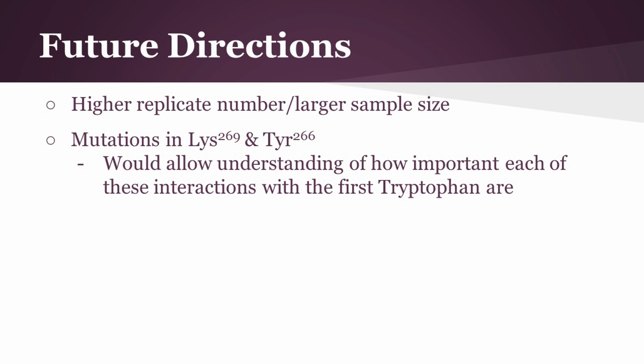To further explore our study question, a higher replicate number and a larger sample size may make trends in the data more detectable. Currently, our confidence is reduced because of our small sample sizes and results that did not reach statistical significance. Having a higher replicate number would increase statistical power and our confidence that our results are representative and our conclusions are appropriate. Further, mutations in the residues lysine 269 and tyrosine 266, in conjunction with our treatment conditions, could contribute to our understanding of how important the first tryptophan's interaction with each of the residues is for signal transduction.